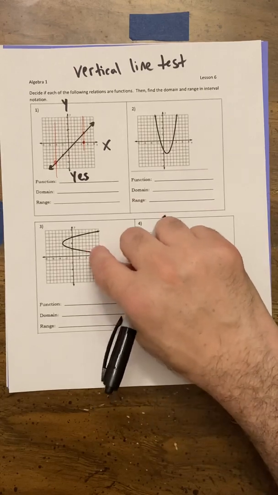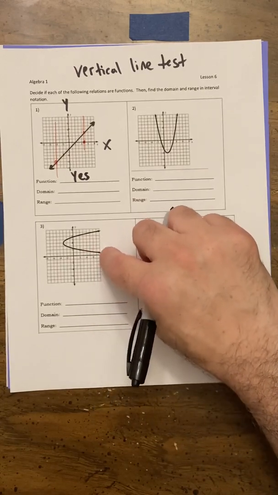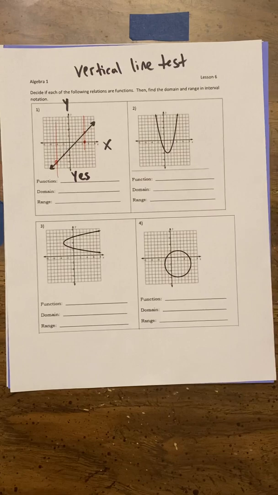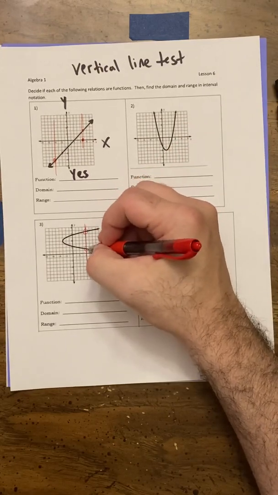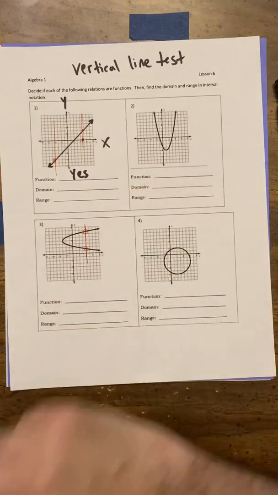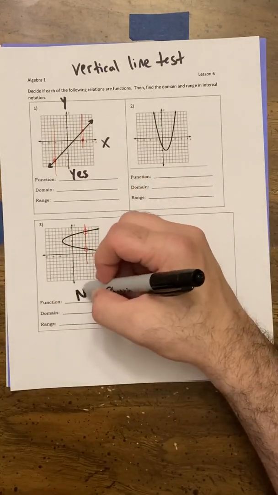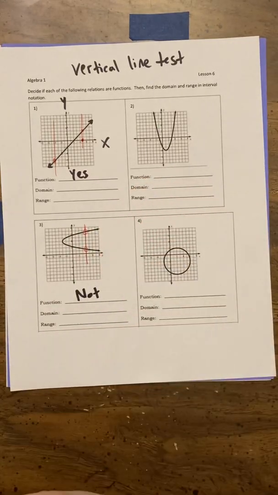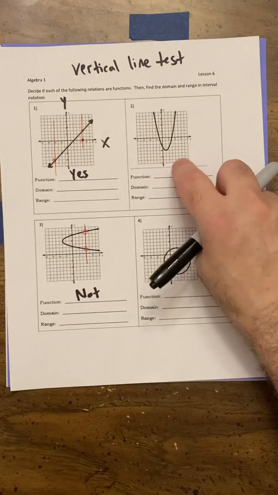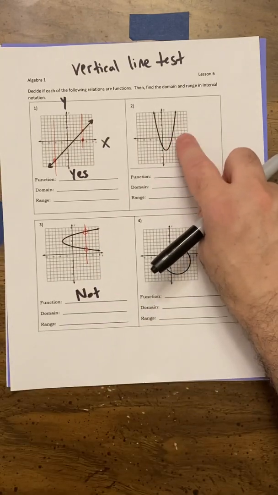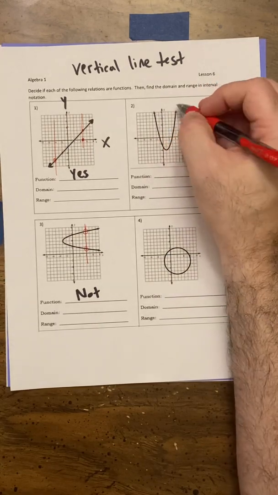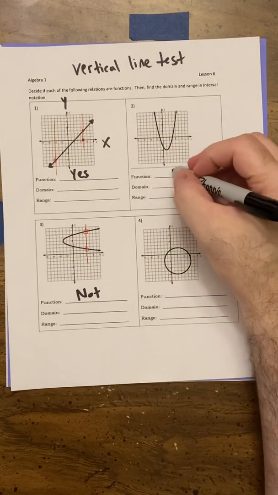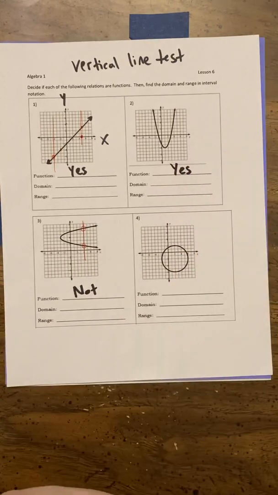Let me just show you this example over here. This is not going to be a function. If you notice, if we draw a line right here, a vertical line, it hits the graph in 2 places. So this one is not a function. It does not pass the vertical line test, okay? What do you think about this graph? Do you think it's a function or not? Well, no matter where you put a vertical line, it's only going to hit the graph once. So yes, this is a function.